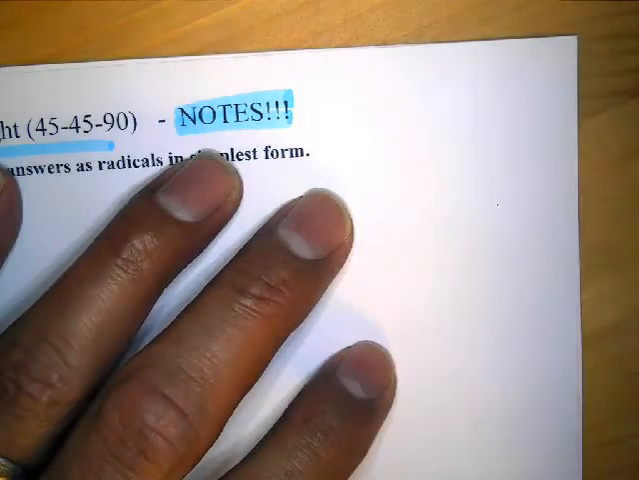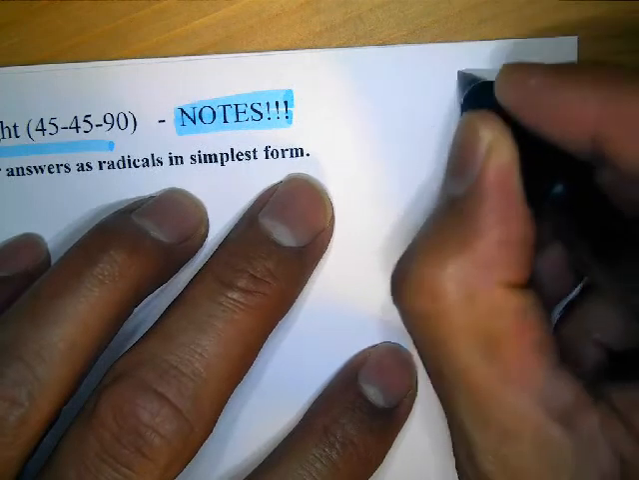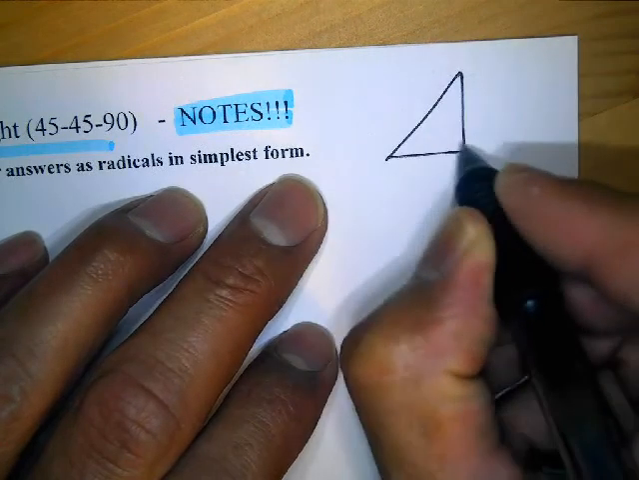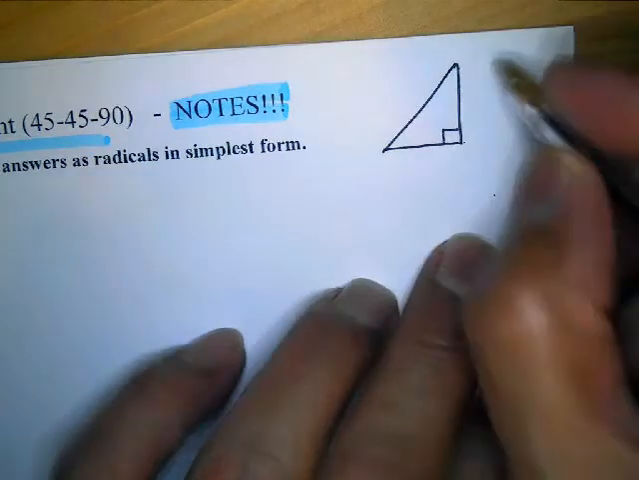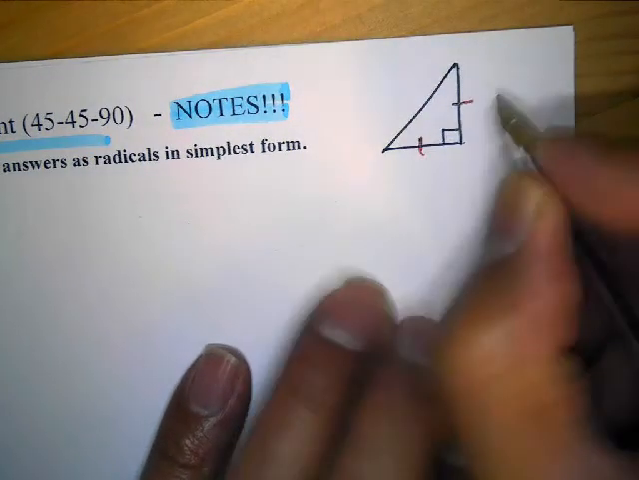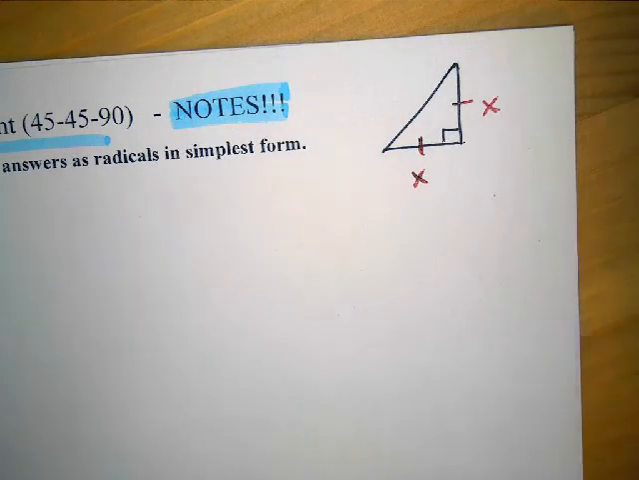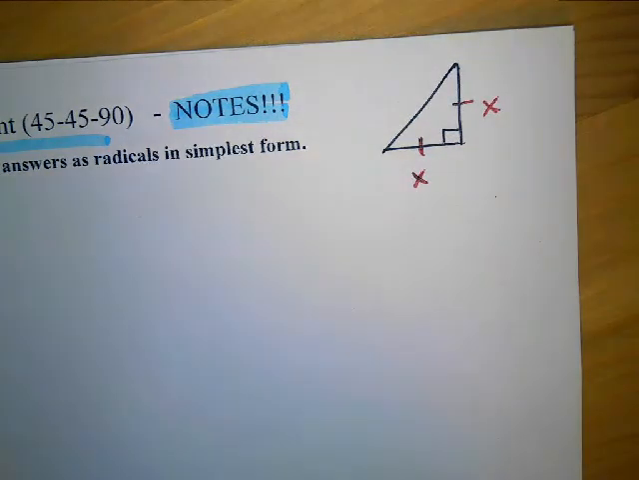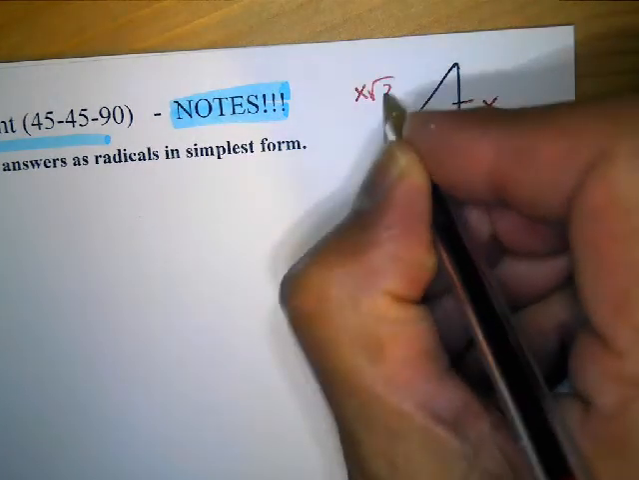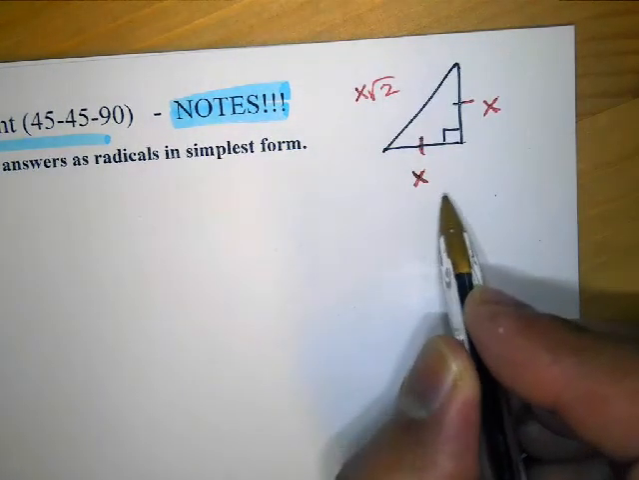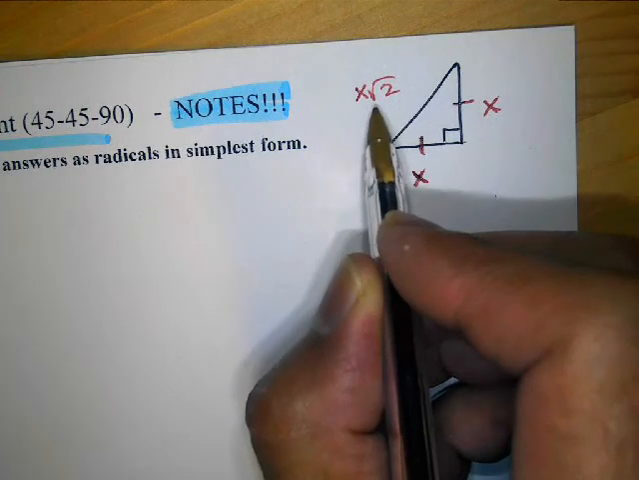Sometimes it's facing this way, sometimes it's facing that way. I mean, it doesn't matter, but just keep this always in mind. Remember, this is like half of a square, right? Half of a square, which means that whatever the legs are, they're congruent. Whatever this one is, let's call it X. Whatever this one is, this one's also X. And what do we know? Well, this one should be whatever the length of the leg is, times the value of root 2.